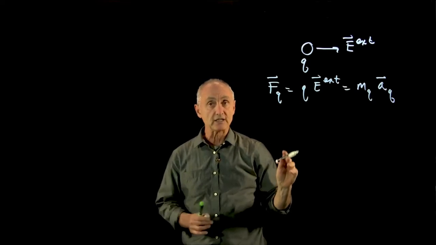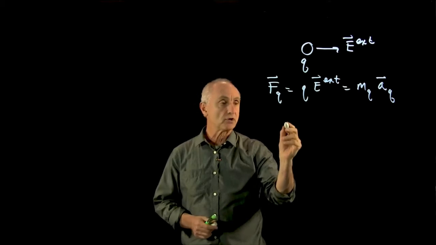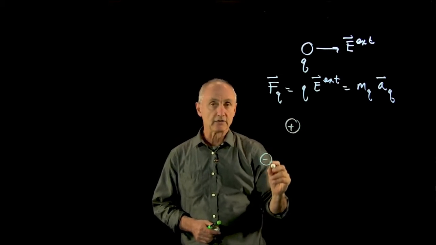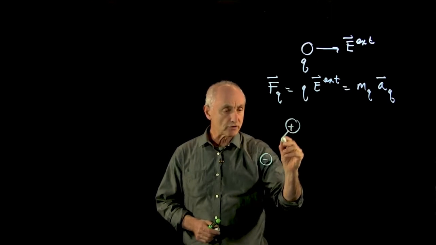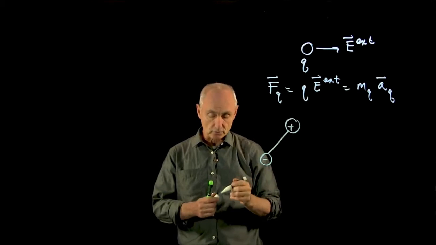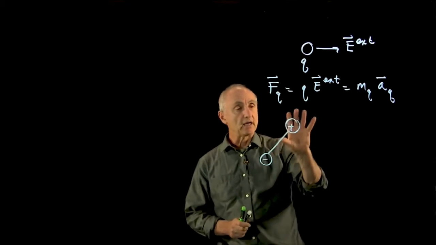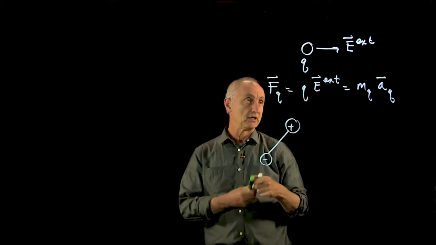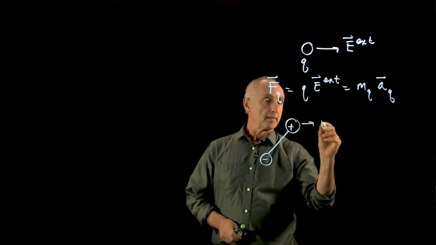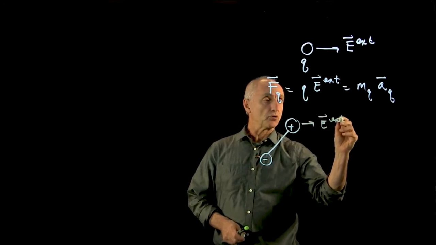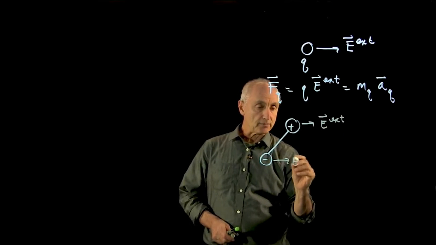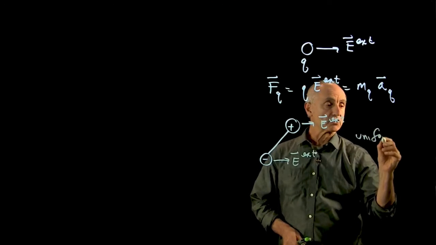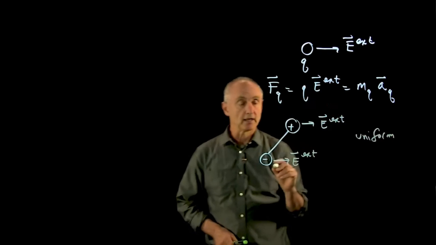But what if we have an extended distribution of charge? Let's consider a very special case where we have a positive charge and a negative charge, and let's imagine that these charges are fixed together with a massless rod, so that they will move together. Let's put this object in an external field. So we have an external field acting on this object, and I want to consider a very special case first where this external field is uniform.